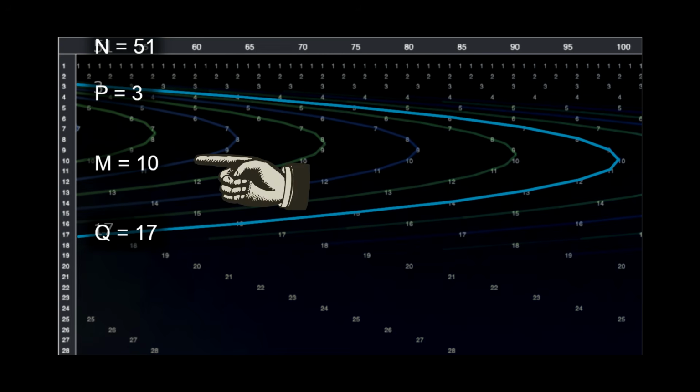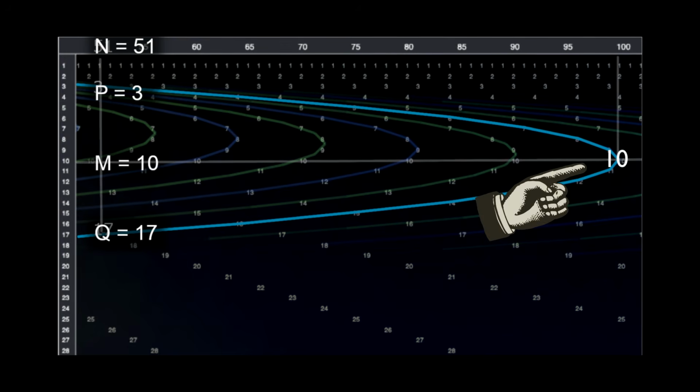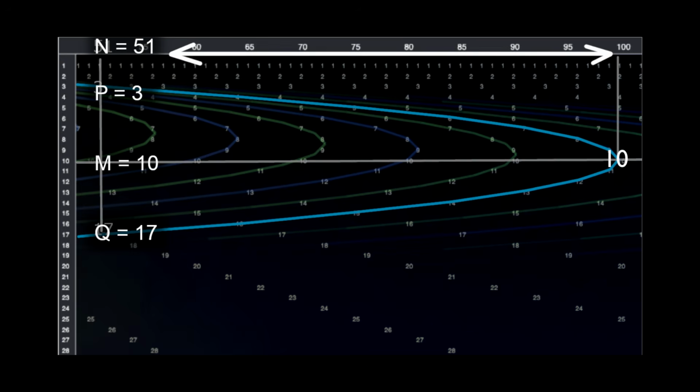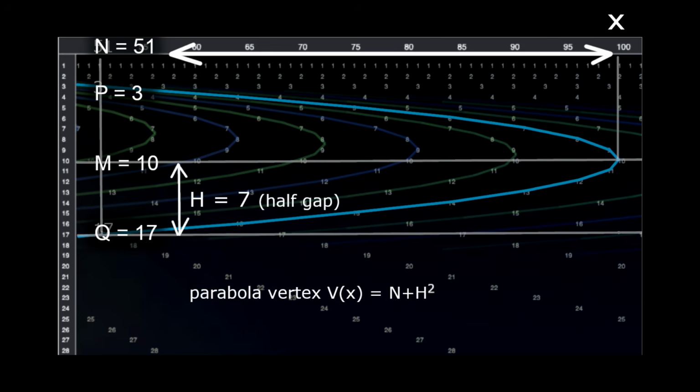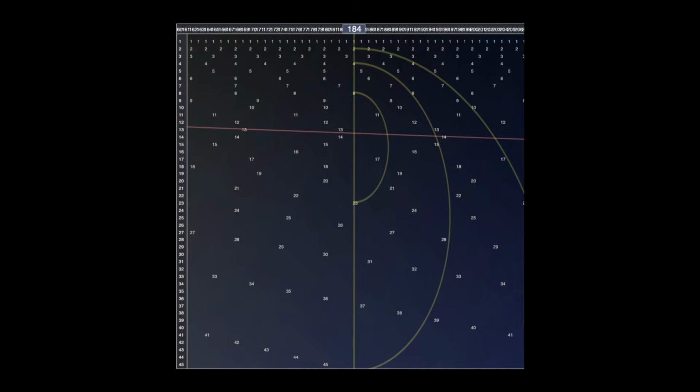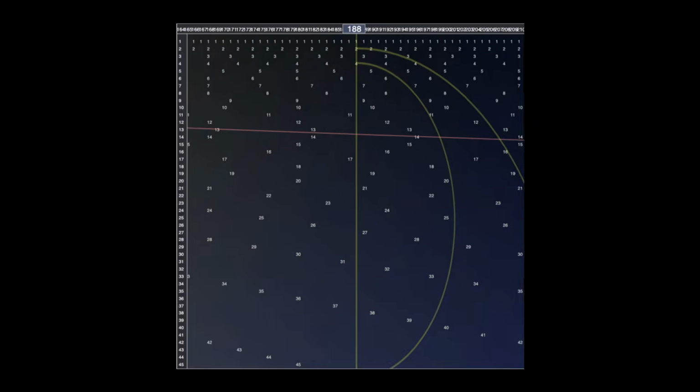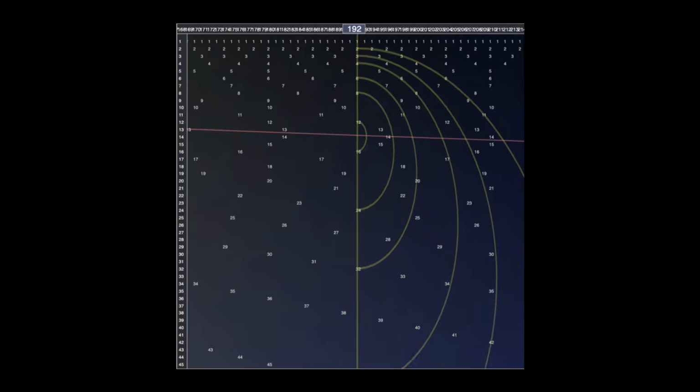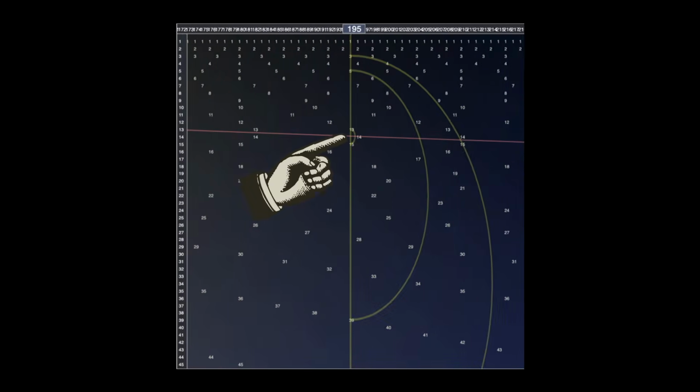The midpoint of the primes is 10. Let's take that number and slide it over to the vertex of the parabola. Now we can see how some of these numbers we just explored relate to this parabola. The distance from 51 to 100 is 49, which is 7 squared. Specifically, it is the square of the half gap as expressed with this equation. Every pair of divisors can be found above and below the square root boundary, except for the roots of perfect squares, which lie on the boundary.